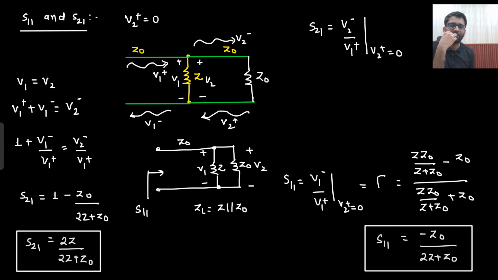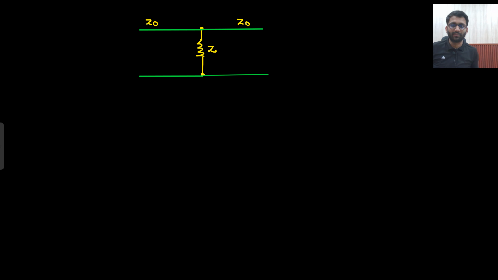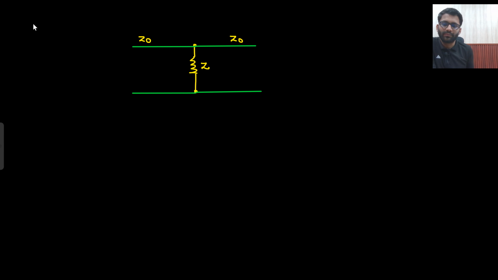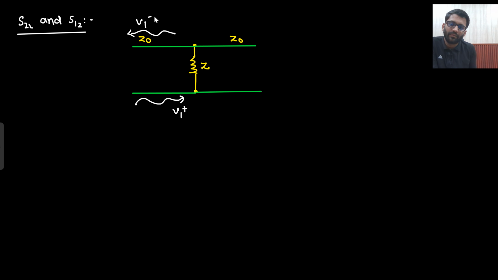Now you can find S22 and S12. For that, we already know V1 plus, V1 minus, V2 plus, V2 minus. What I need to keep equal to 0 is V1 plus equal to 0. So I will match port 1.